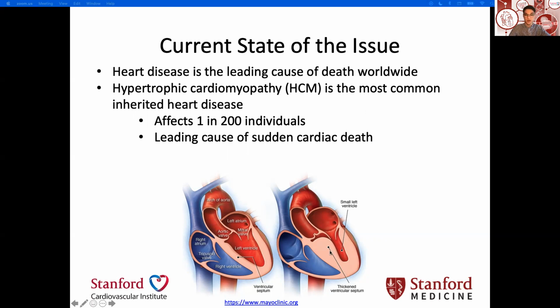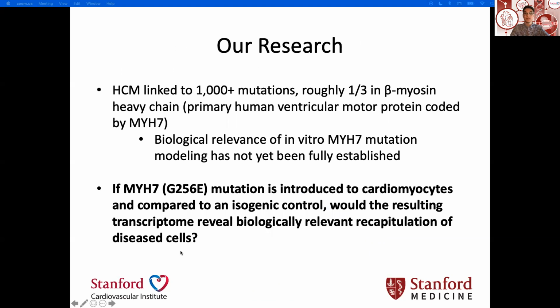As you can see here by this graphic, HCM is a disease characterized by abnormal thickening, or hypertrophy, of the heart muscle. On the right here is a heart suffering from HCM, and on the left is a normal heart. And in the past, HCM has been linked to 1,000+ mutations, roughly a third of those being in beta-myosin heavy chain, which essentially on a molecular level is the primary human ventricular motor protein coded by the MYH7 gene.